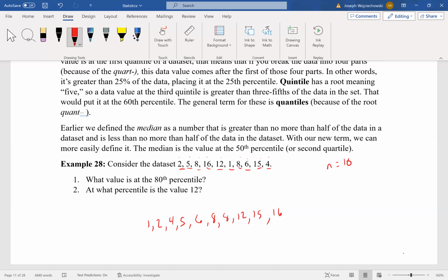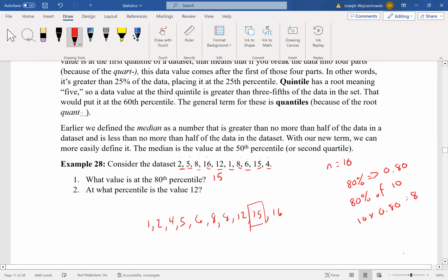That means 80% of the values are below it. Well, if you don't recall, 80% can be written as the decimal 0.80. To find 80% of 10, we just take 10 times 0.80, which gives us 8. Here, the 80th percentile means that 80% of the values are below it. So 15 would be the 80th percentile.